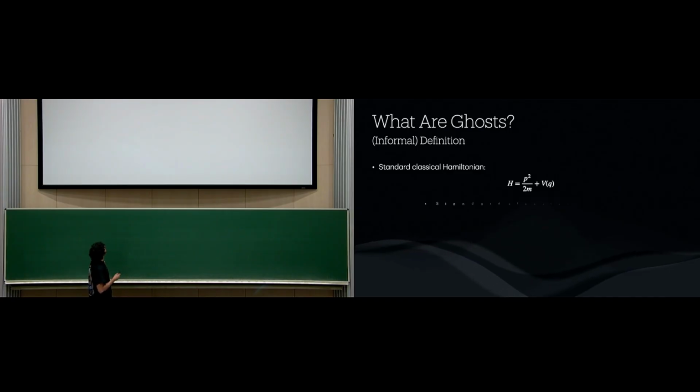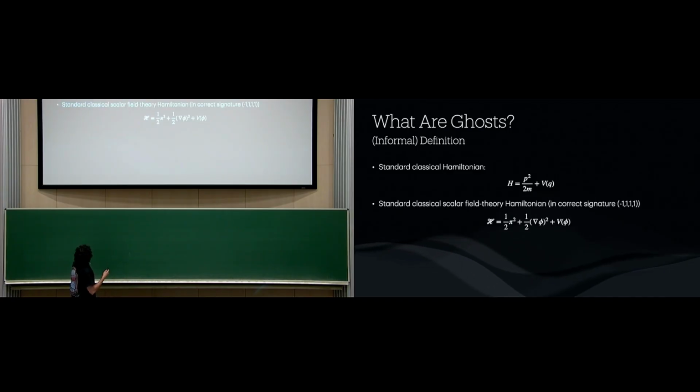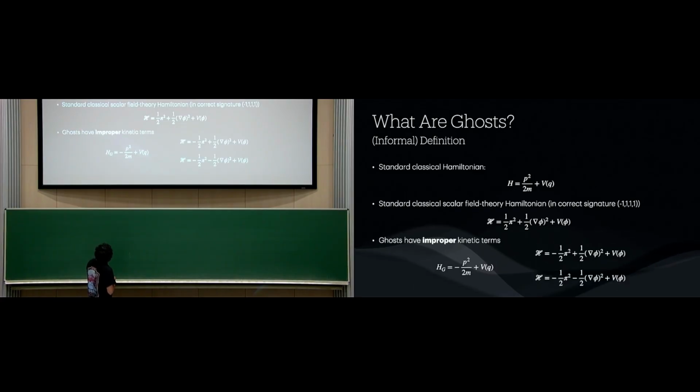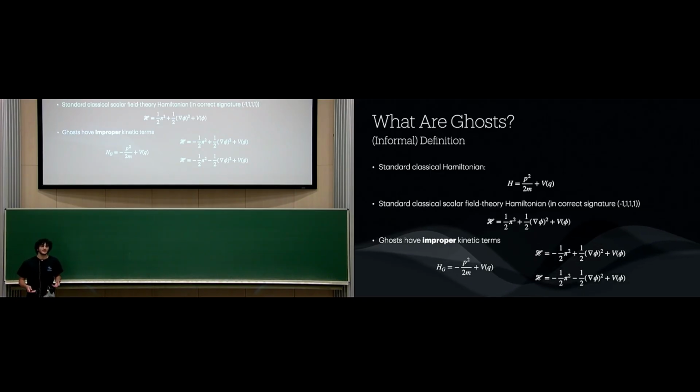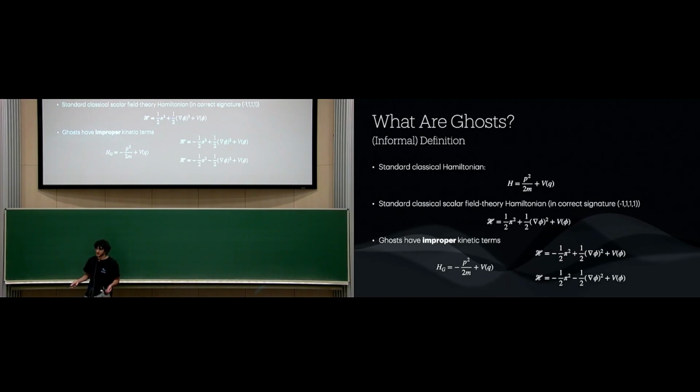And this is important because, in a field theory setting, it would look something like this, for a classical scalar field in the correct signature. So a ghost is a particle, a dynamical degree of freedom that has an improper kinetic term. There are ways of defining that, but the point is that they unbound the Hamiltonian from below and make it non-definite. So all of a sudden, you have negative energies accessible to your dynamical system.